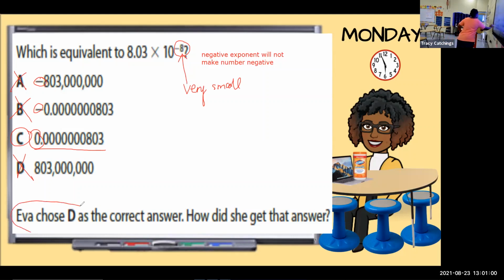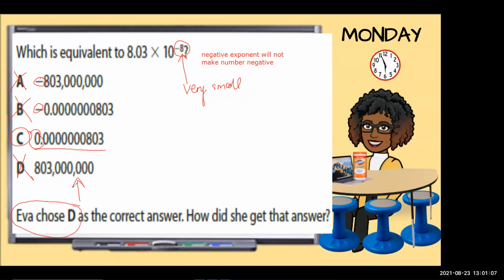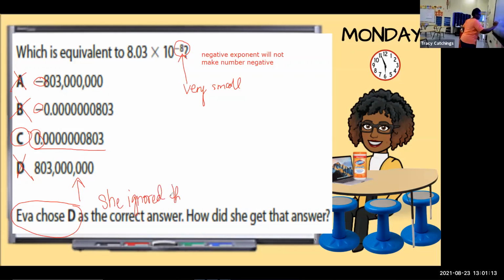Now they said Eva chose D. How did she end up with D? So she did what I was about to do. Straight ahead. You are correct. She ignored the negative and she shifted the other direction. So definitely make sure you pay attention to that, Jamal. Good job, ladies, joining in and helping them out.